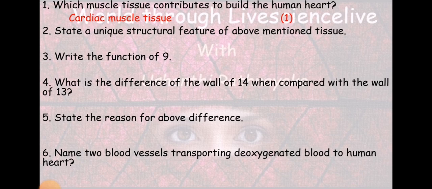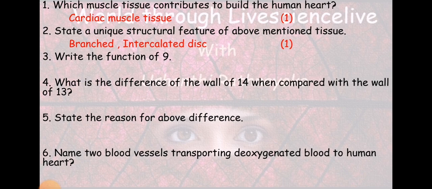State a unique structural feature of the above mentioned tissue. Can you remember the lesson living tissues, so that you know what the special structures in cardiac tissue are? Can you remember the shape? Yes, it's branched and it has intercalated discs in between the cardiac muscle tissue cells. You can write one of these 2 answers.